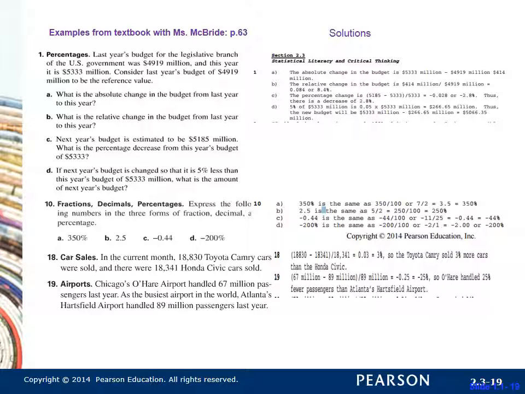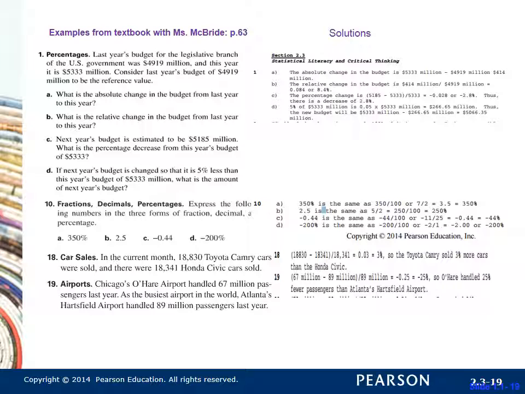Question C says next year's budget is estimated to be 51.85. What's the percent decrease from this year's budget? All right, so again, I want the percent change, which would be 51.85 minus my 53.33. So I take my new value minus my old value and divide it by the old value. That's how I've always learned this. It's how it sticks in my head better. New minus old divided by old. And that gives you negative 0.028 or negative 2.8%. So there was a decrease of 2.8%.